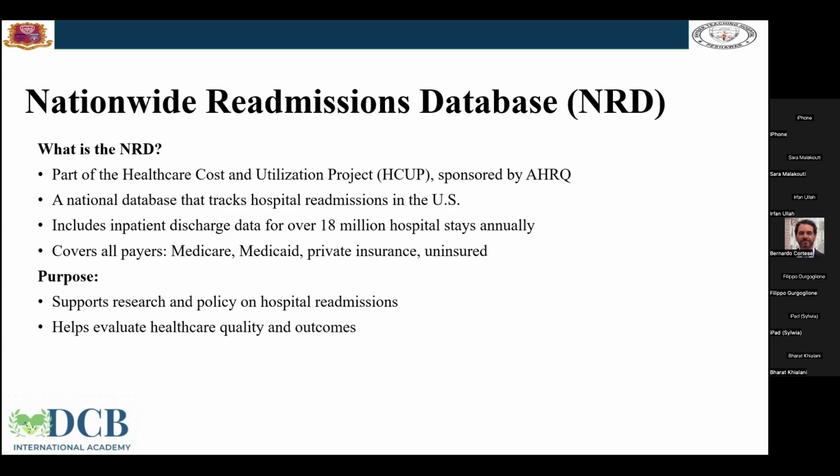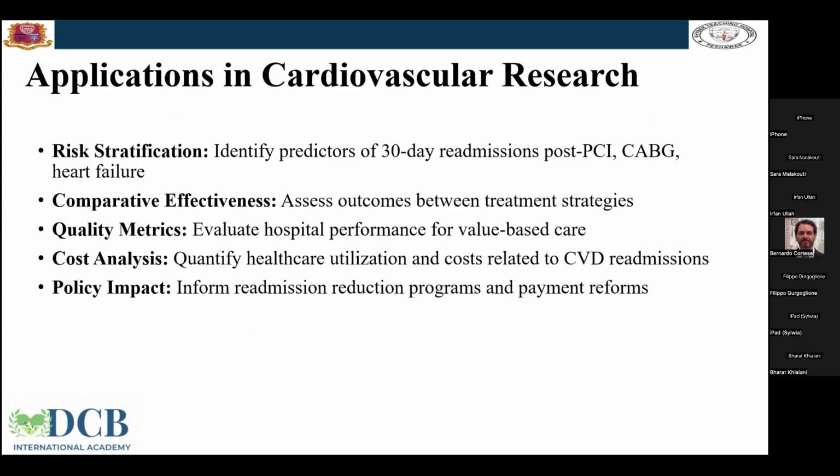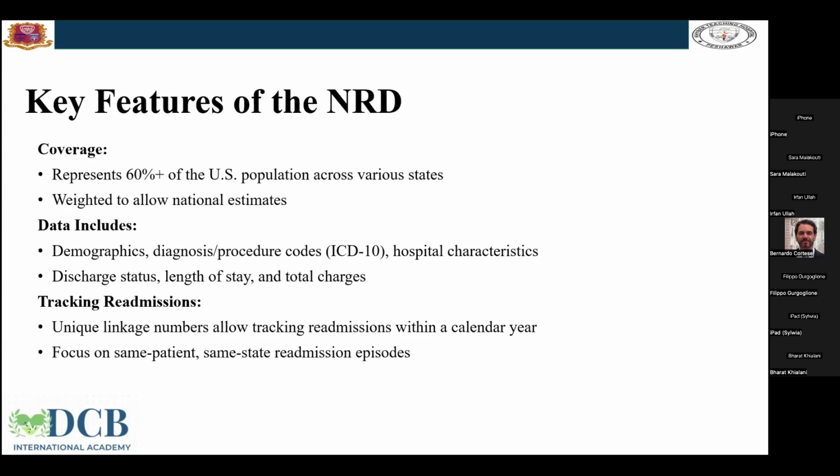It includes inpatient discharge data for over 18 million hospital stays annually, covering all payers: Medicare, Medicaid, private insurance, and uninsured. The purpose is to support research and policy on hospital readmission, and also to help evaluate healthcare quality and outcome. Key features: it represents 60 plus percent of the US population, and it has ICD-10 and ICD-9, but similar to the NIS, it has ICD-10 from 2015 onward.